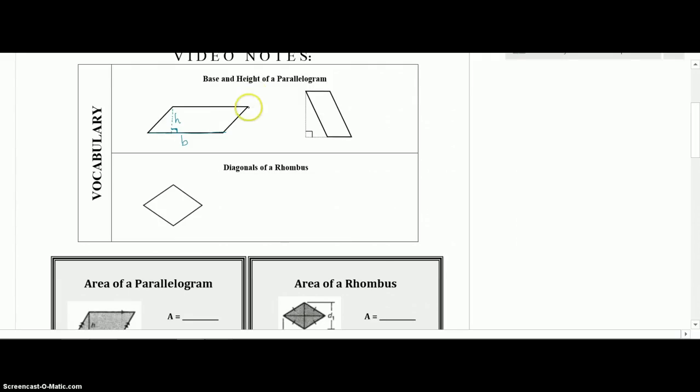You could draw it on the outside of the parallelogram as well. This would also be the height. Notice that those two heights are the same, so it doesn't really matter where you draw it, it's just the distance between these two opposite sides here.